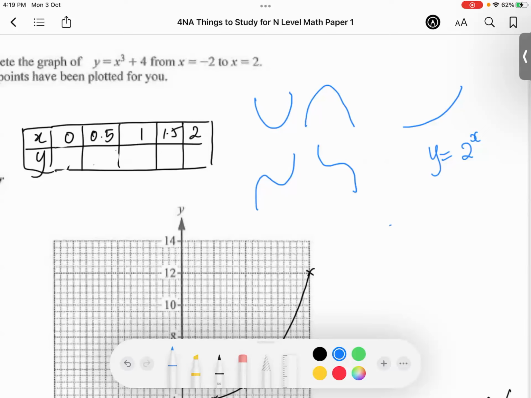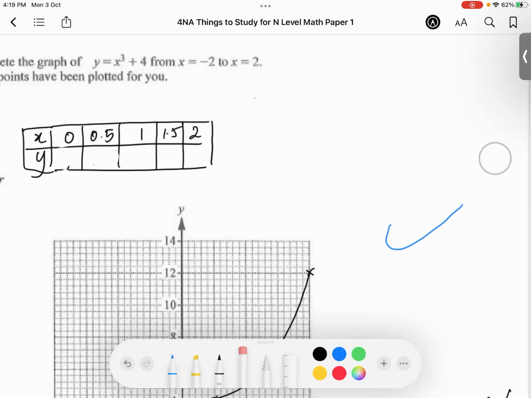Another type is the one with the Nike tick. Don't know whether you still remember or not, the one with the Nike tick. This one usually appears in paper 2. But the main few types of graph are the happy face, sad face, turning point, the exponential one, or the one with the Nike tick. For these few types of graph, please remember the shape.